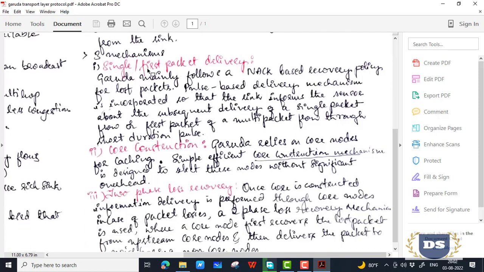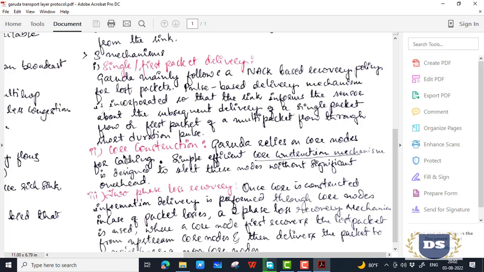One is single or first packet delivery, where Garuda mainly follows a negative acknowledgement based recovery policy for the lost packets. A pulse-based delivery mechanism is incorporated so that the sink informs the sensors about the subsequent delivery of a single packet flow or the first packet of a multi-packet flow through short duration pulses.